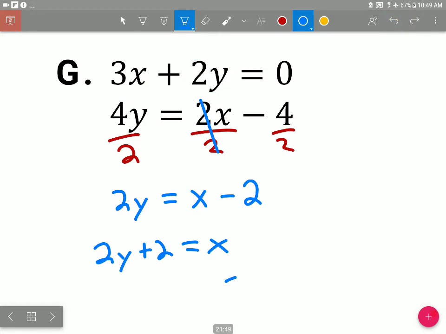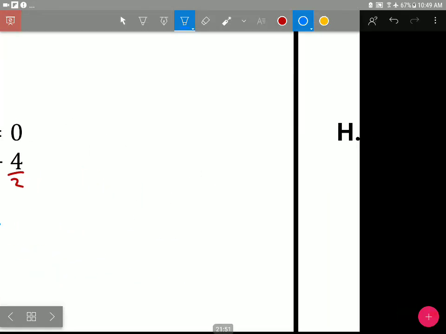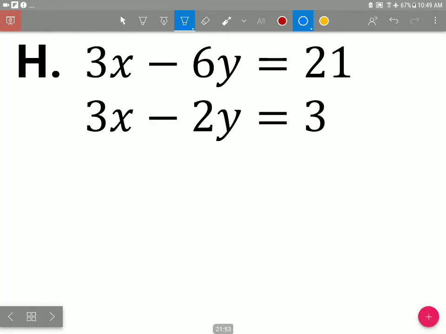So like letter H. I want you to take 10 seconds. I want you to look at letter H. Don't yell it out. Decide which one you want to solve for. Don't yell it out.